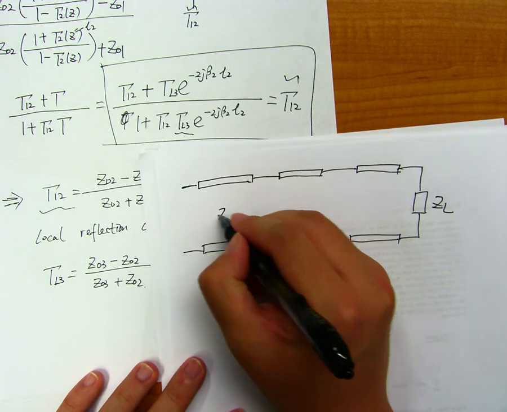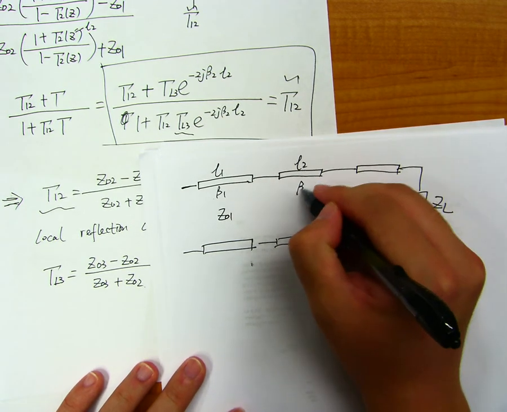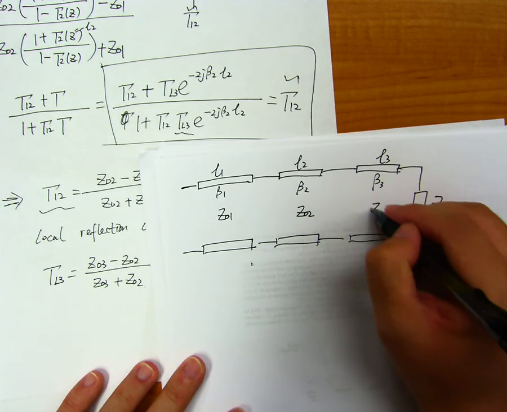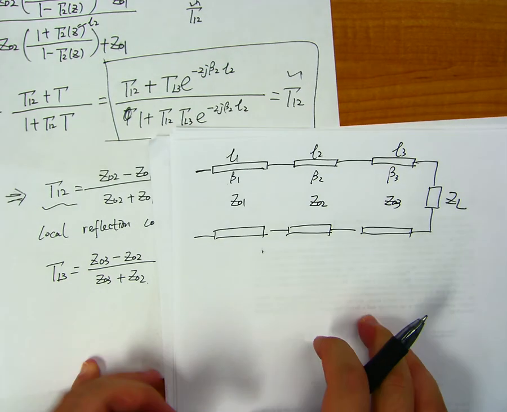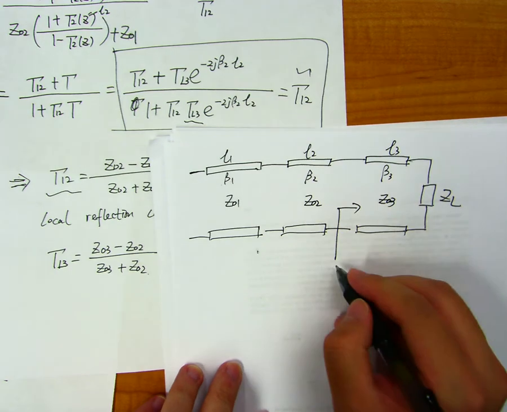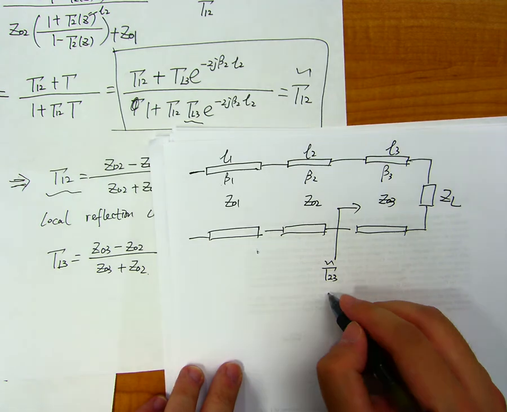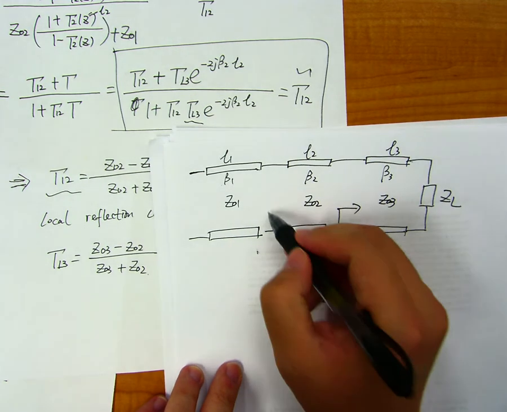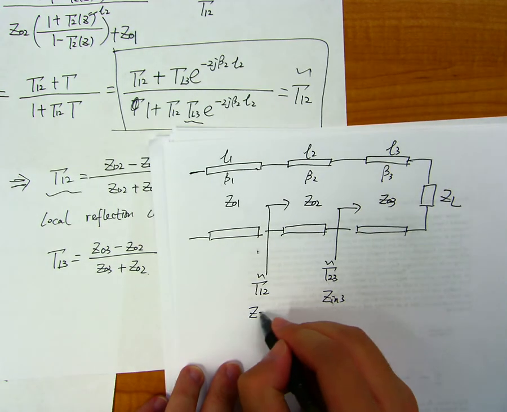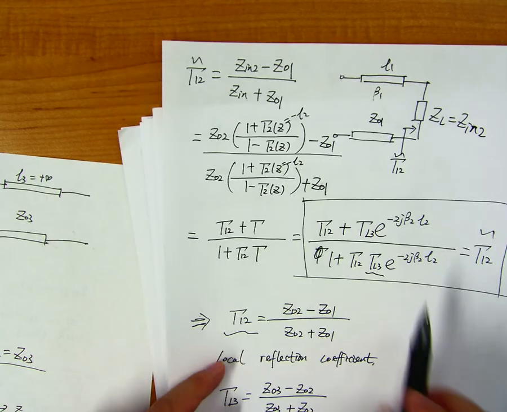this is Z01, L1, beta_1, L2, beta_2, L3, beta_3, Z03. So in this case, we have the reflection coefficient gamma_23 tilde and Z_in3 here, and gamma_12 tilde and Z_in2 here. So we can just use this formula.